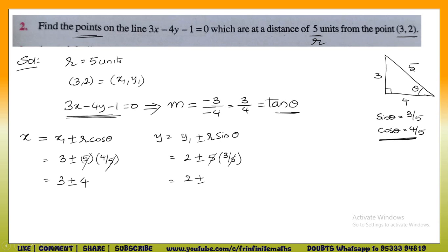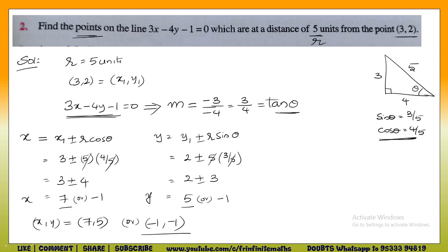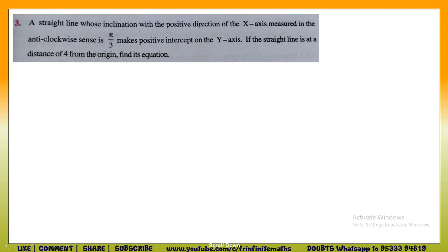Again I am going to get two values here. So what are the values? 3 plus 4 is 7, or 3 minus 4 is minus 1. So these are nothing but the values of x. The same way here also, 2 plus 3 is 5, or 2 minus 3 is minus 1. So from this clearly the points are x comma y is equal to 7 comma 5 corresponding values we need to consider, or the same point is minus 1 comma minus 1. So these are nothing but the points which are at a distance of 5 units from that point 3 comma 2. Next, moving on to one more question.